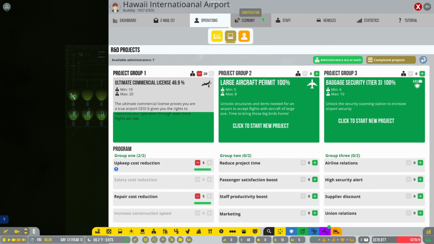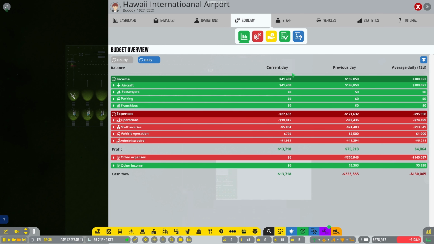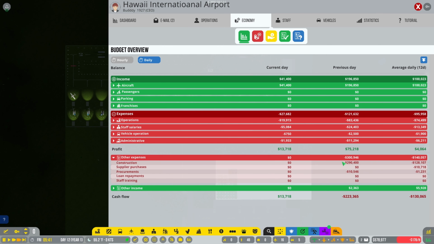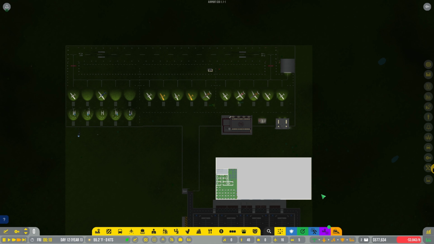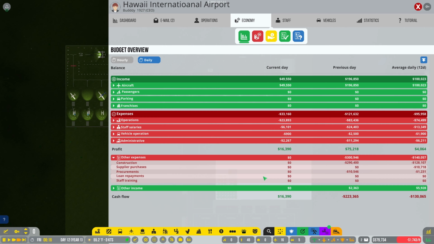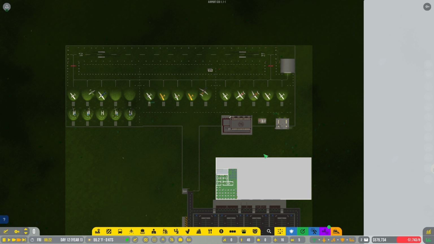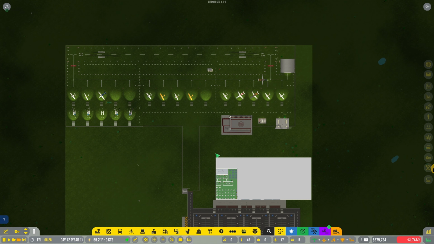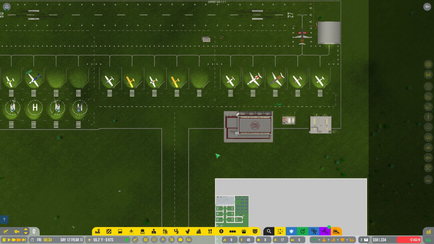And take a look at the economy. I lost money because we did some construction, plus we had $10,000 in procurement because we bought a vehicle. But we were making about $81,000 a day. Don't have anything here. And it's 6 o'clock in the morning now.